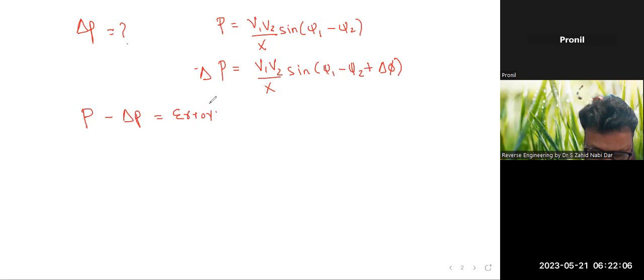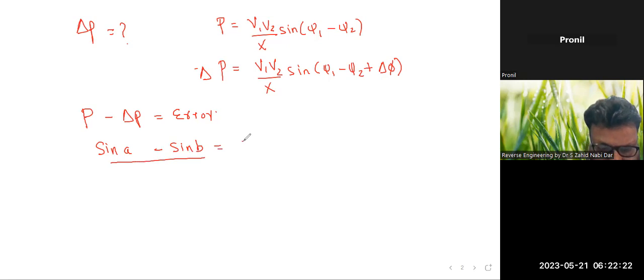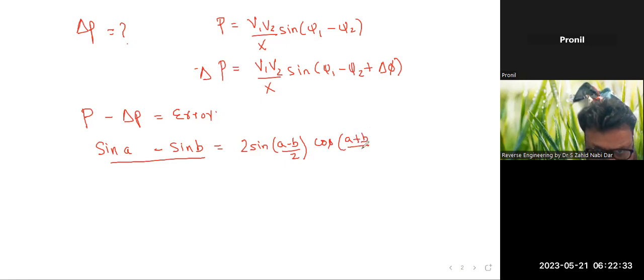Now in order to find this P minus delta P, we are having an identity: sine A minus sine B. Can you tell me the value of sine A minus sine B? Trigonometric identity. This is equal to 2 sine A minus B by 2 and cos A plus B by 2. You have to remember this part. Suppose here this value we keep as A, and this value is B. Kindly calculate it and give me the value now.